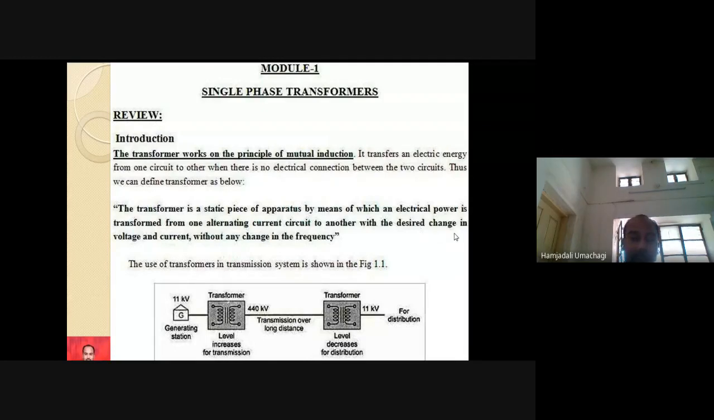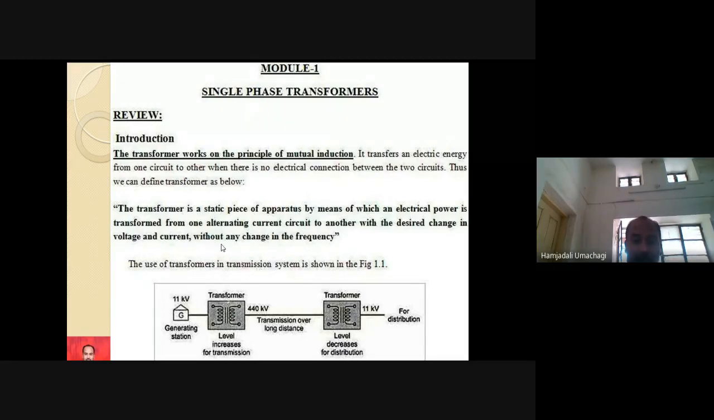But what is our requirement? With the desired change in voltage and current, because the main work of the transformer is what? To change the levels of voltage as well as current. So as per the requirement of the user, whatever the required voltage or current will be, it is going to change the voltage or current values accordingly.